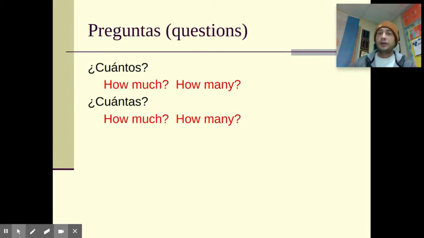A couple of different words that go along with numbers, such as the word cuántos, which is how much or how many, and then cuántas, which also means how much or how many if you're asking about something that is feminine. So cuántos goes with masculine, cuántas goes with feminine. A common question you might have heard is ¿cuántos años tienes?, which is asking how old are you? And so that's just a couple words to keep in mind as we are going to be doing our numbers.